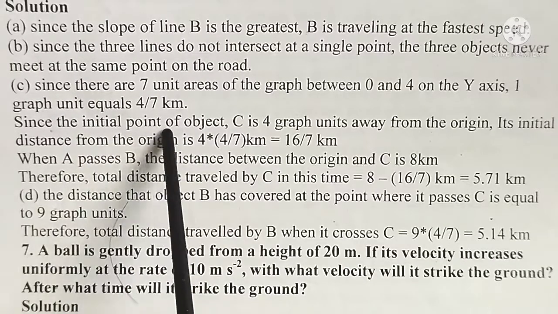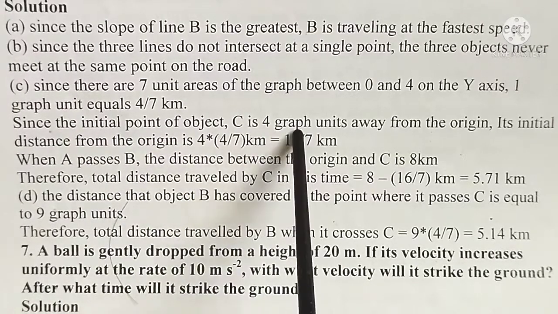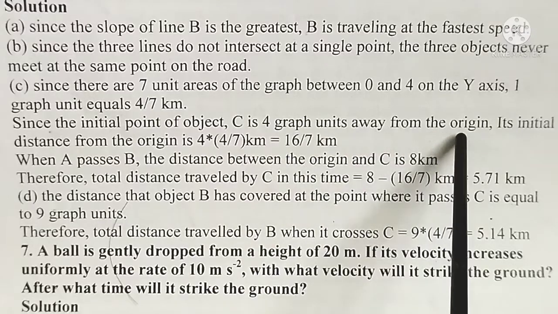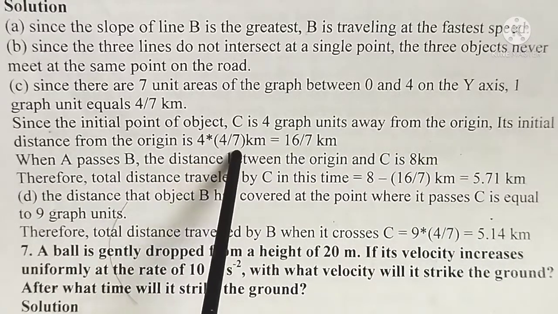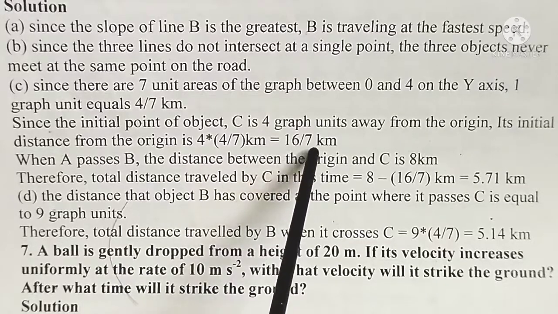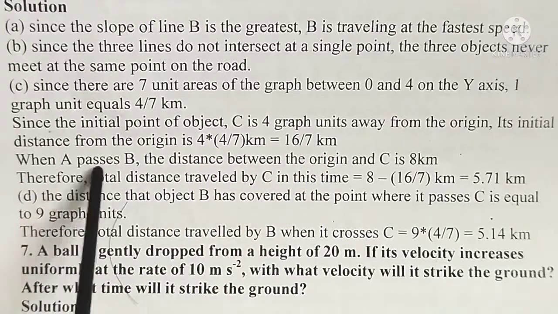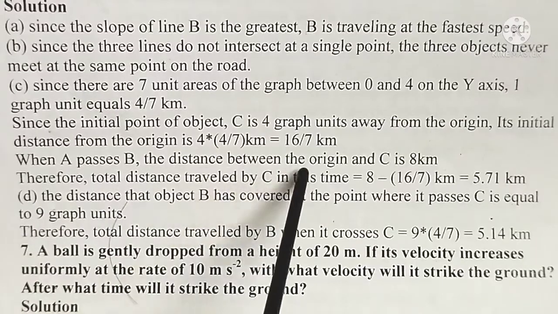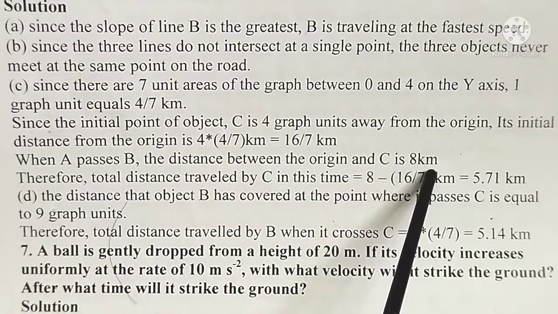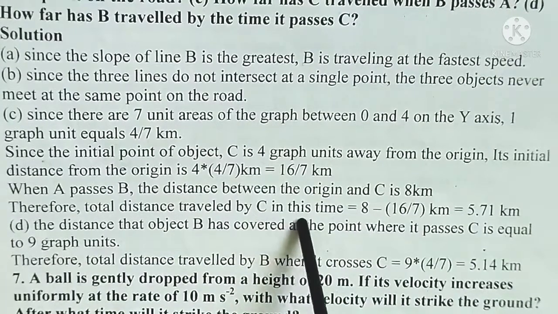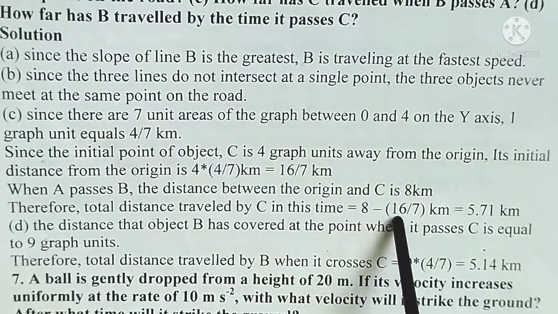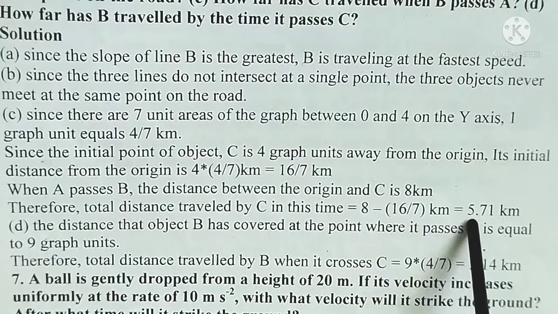Since the initial point of object C is 4 graph units away from the origin, its initial distance from the origin is 4 into 4 by 7 km, that is 16 by 7 km. When B passes A, the distance between the origin and C is 8 km. Therefore, the total distance travelled by C in this time is equal to 8 minus 16 divided by 7 km, that is equal to 5.71 km.